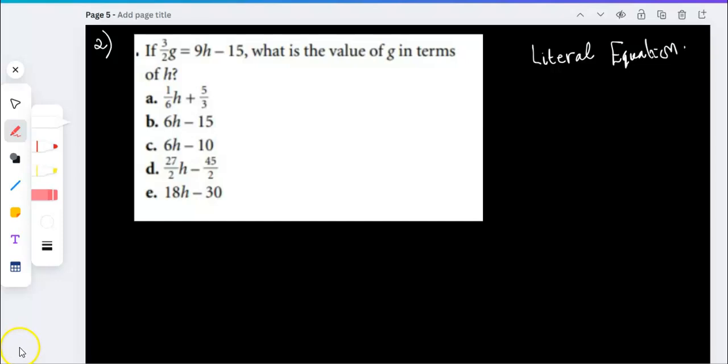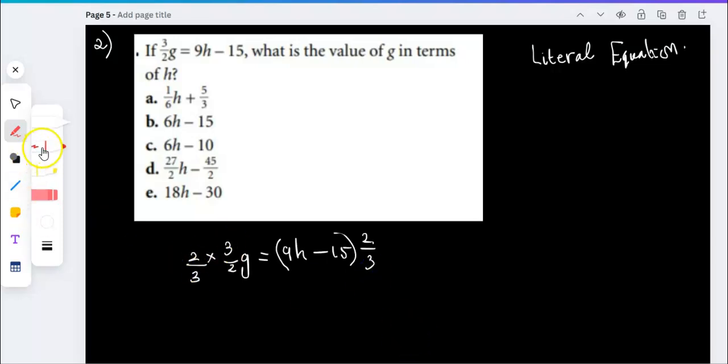This is a very easy question. It's 3 over 2 times g equals 9h minus 15. So you have to remove the 3 over 2 from the LHS, basically the left hand side. To remove the 2, I can multiply by 2, and to remove the 3, I can divide by 3. So I multiply by 2 over 3, and I'll be multiplying the other side as well by 2 over 3 to balance the equation.